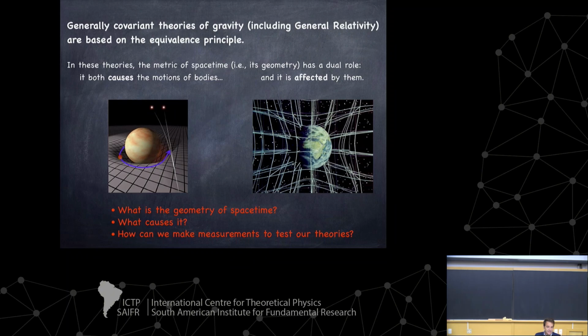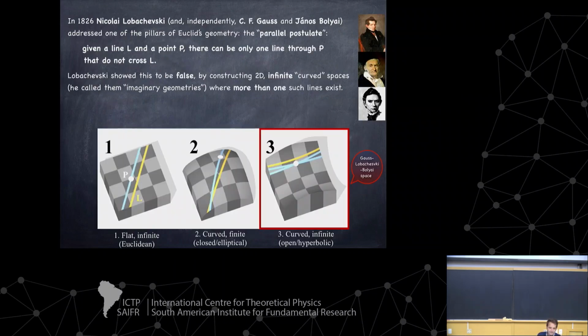So in these theories, the metric of space-time, the geometry of space-time, is key because it causes the motion of bodies through the geodesic equations, which we will see here again. And it's also determined by the matter that's in the universe, right? So the question is, what causes the geometry of space-time, and what are the dynamical equations? Modified theories of gravity have slightly different dynamical equations compared to general relativity, and then we have to make measurements to test these theories. That's the idea.